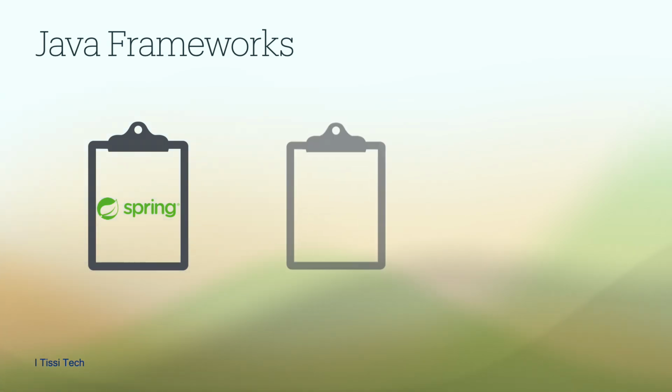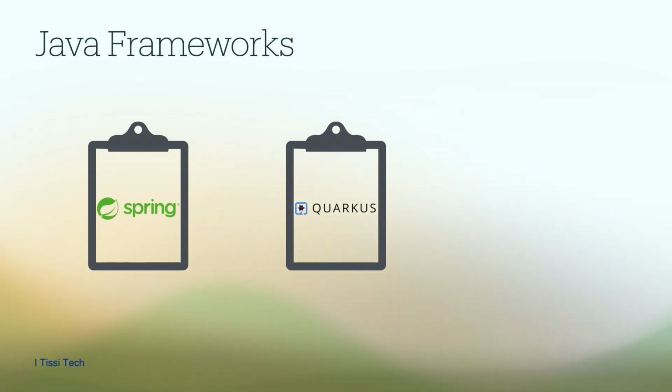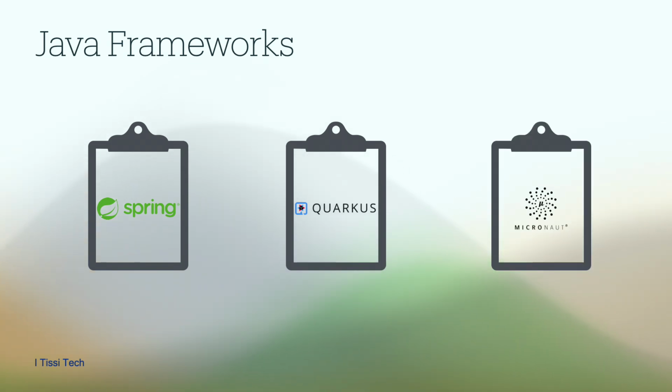Next, we have Quarkus, a framework optimized for cloud-native and microservices applications. It is designed for fast startup times and low memory usage, making it ideal for containerized environments. Finally, Micronaut is another modern framework built for microservices and serverless applications. It emphasizes minimal memory footprint, compile-time dependency injection, and seamless integration with cloud services. Each of these frameworks serves different needs but shares the goal of making Java development more efficient and scalable.